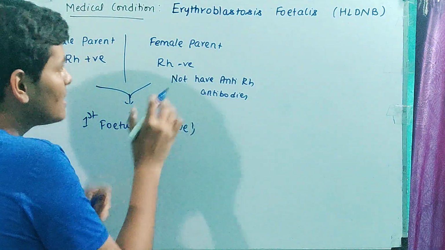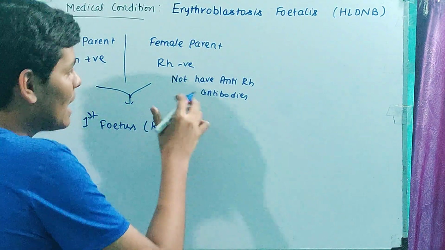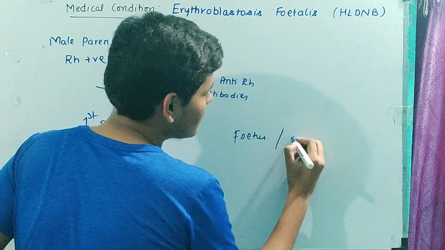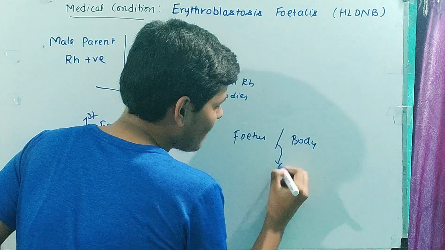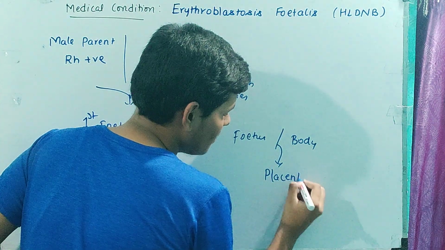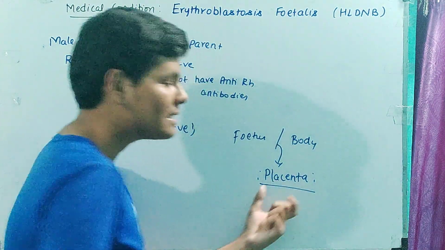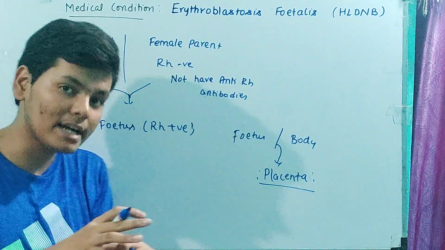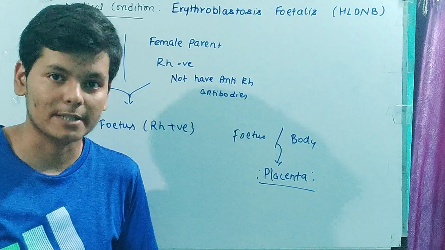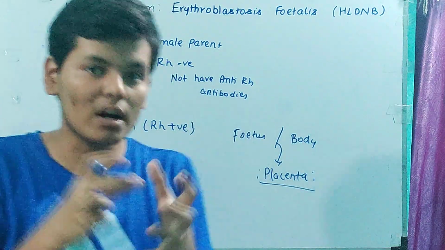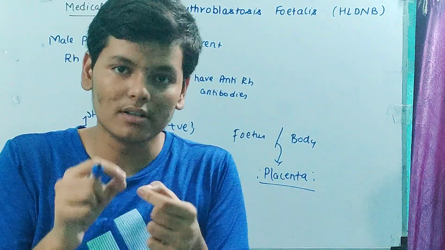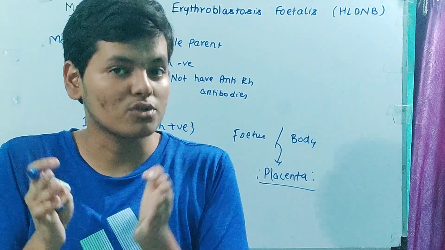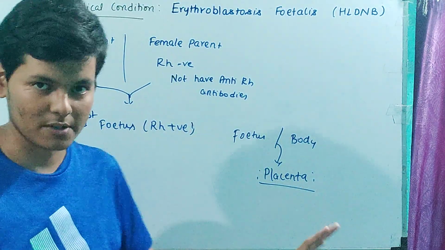But when the female parent is pregnant, the fetus and the mother's body are separated by the placenta. The placenta does not allow the intermixing of blood between the fetus and the female parent. So when the blood is not mixed, it means the RBCs are also not fused. The RBCs have not met each other. So the female parent does not know that the fetus is RH positive.